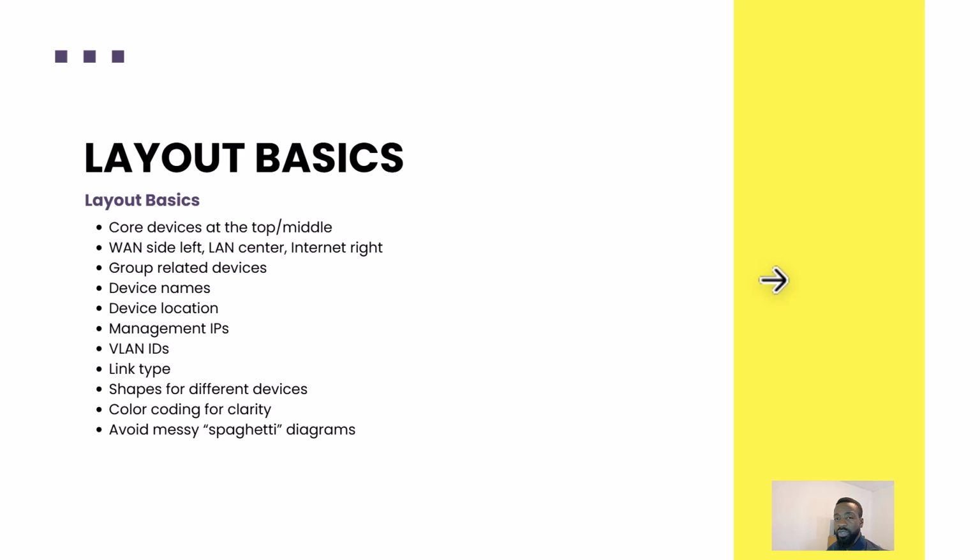Another one is color coding for clarity. You can color code various things: cables, floors, indicators. There are so many things that you can color code to make your diagram clear and understandable. Another one is to avoid a messy spaghetti diagram. So avoid cables that are running here and there that are confusing, right? It makes the diagram messy.